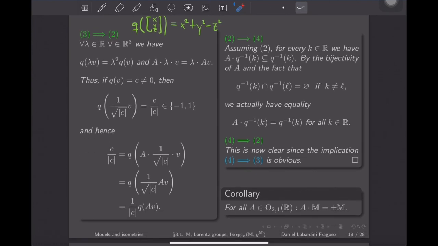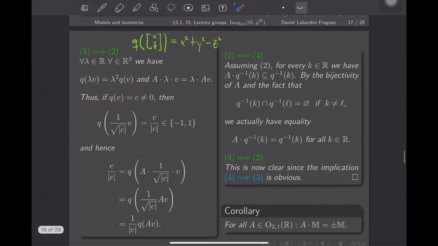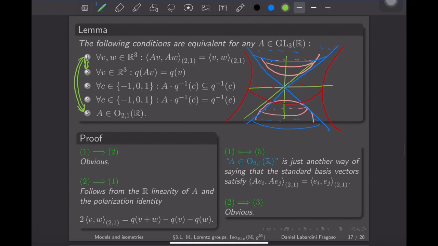You see, C divided by the absolute value of C is 1 or minus 1 if C is not 0. And the trick that I perform here is that this is equal to this, and then I can cancel C, and then Q of AV is Q of B, just from this equality. Okay, so that's 3 implies 2, and 2 implies 3, as we said, is obvious. So I have this.